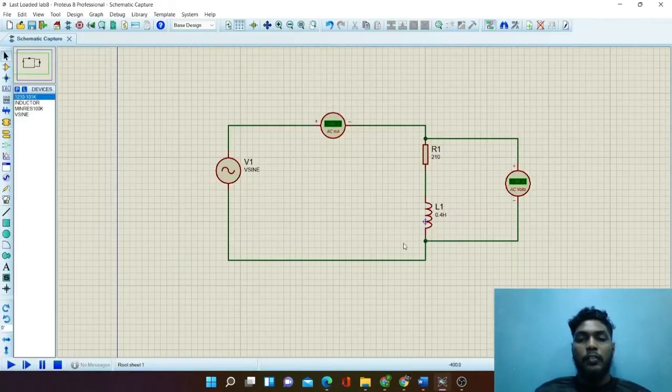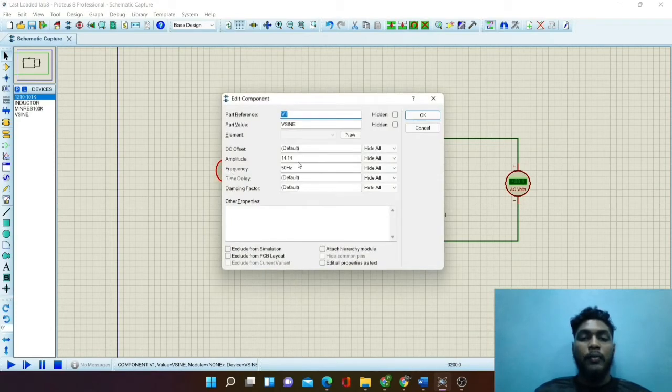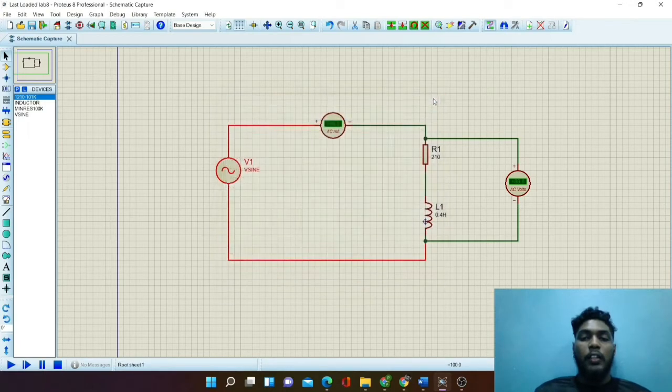For this part, we have to create the circuit like this first, and check the values are the same. 14.14 volt, 50 hertz, AC ammeter, AC voltmeter, and R and L are load. The R load is 210 ohm and the L load is 0.4 Henry. So just run the simulation.